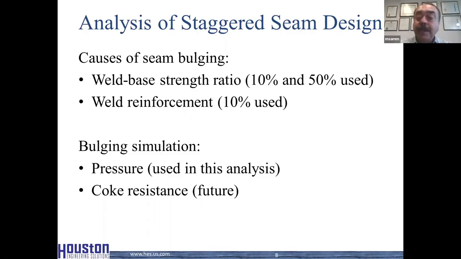One is using pressure, where we induce plasticity in the coke drum wall by applying high pressure until we exceed the elastic limit and start to develop plastic deformation. The second and more complex one is using coke resistance, which takes more effort to perform, and it's something that we're planning to do in the future.